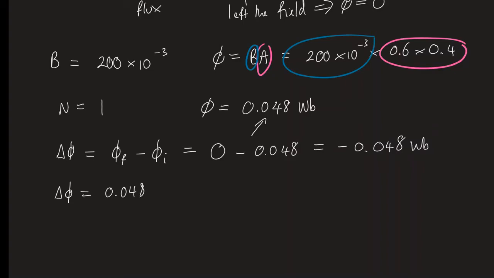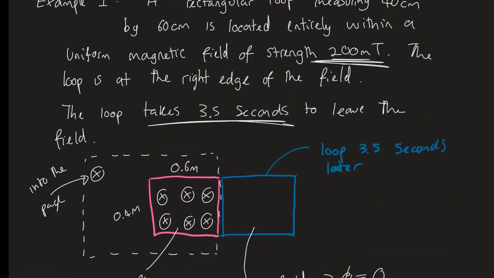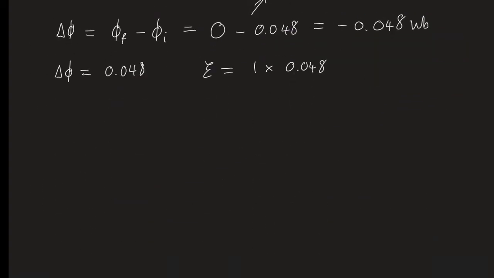We just want to know the amount by which it changes. And then applying the equation of Faraday's law, we've got 1 times 0.048. If we look back at the question, we were told that this takes 3.5 seconds. So we can divide this by time, divide by 3.5, and we can calculate that value. And that comes out to be 0.0137. It would be more appropriate to state that in millivolts, 13.7 millivolts.